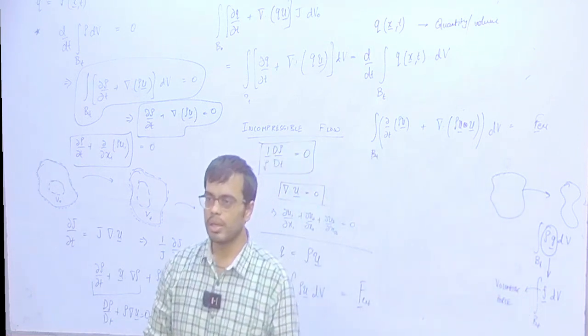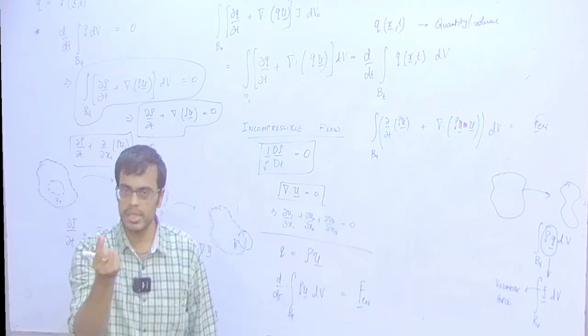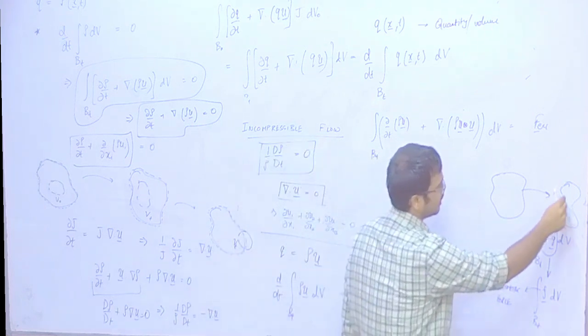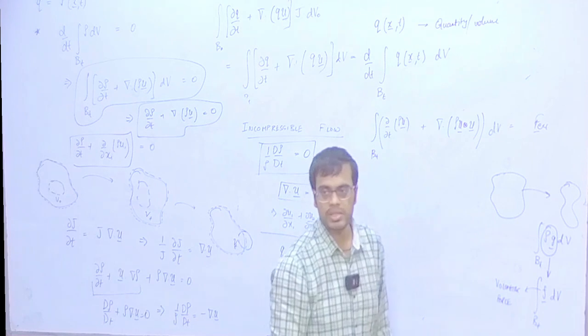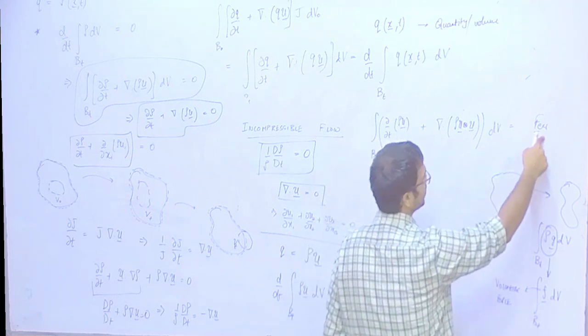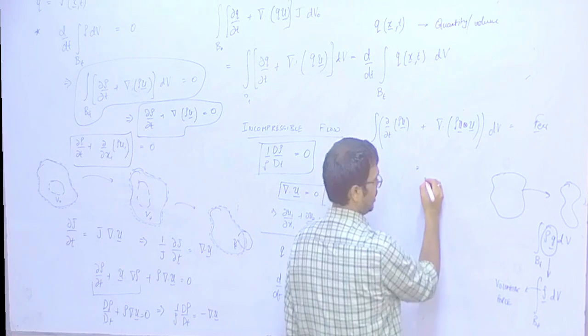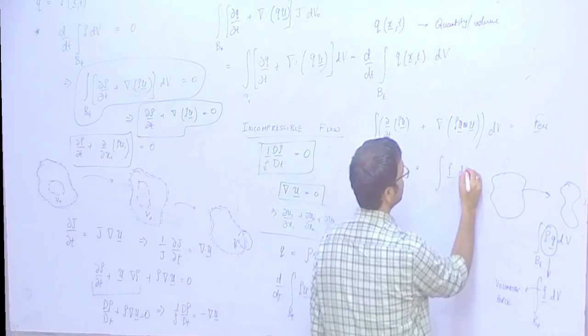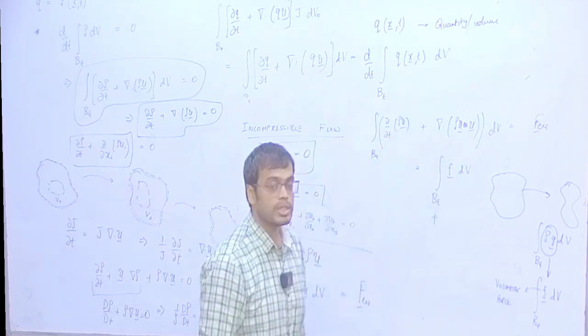Simply because this blob has some volume in it, whatever infinitesimal volume you consider is going to experience some force. So you add all the forces, and one component of F external you can write is going to be F times dV.